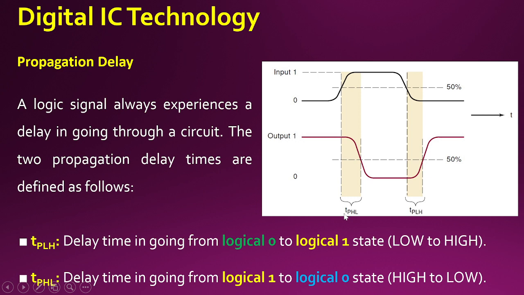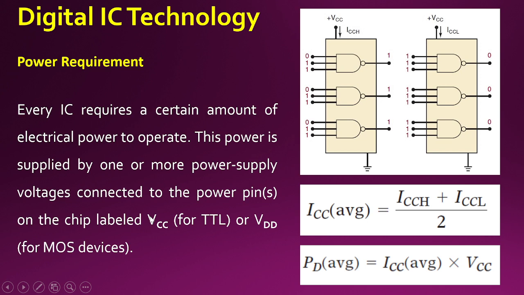Here we can see we have TPHL. We are considering this with respect to the output. We have TPLH. Now TP means the propagation time and HL means high to low. Here TP again is the propagation time and it is low to high. So this is the definition related to the terminologies used for propagation delay. Now let us move on to power requirements.